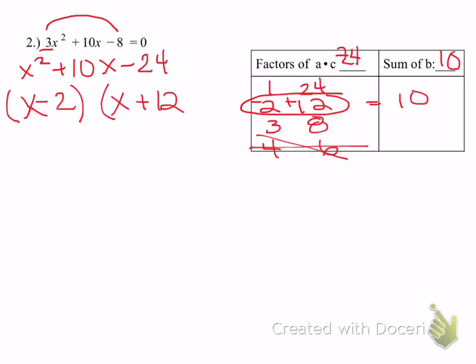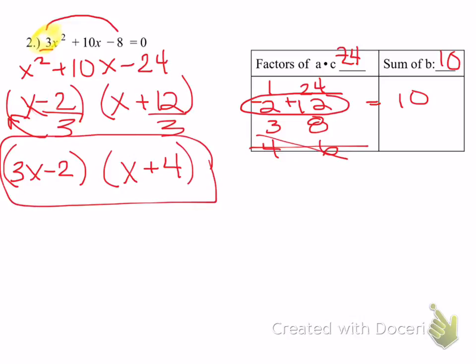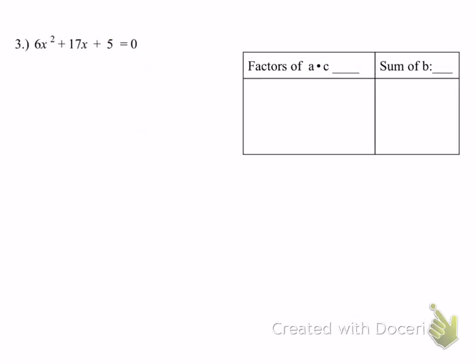Now we need to get rid of that 3 that we used at the beginning, so we're going to divide each of those numbers by 3. In my first set of parentheses, 2 divided by 3 doesn't simplify, so I'm going to bring it to the front. So 3x minus 2 is my factor here. And this one, I have 12 divided by 3, which gives me 4, so x plus 4 here. And that's my answer.